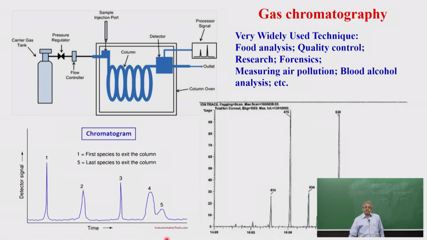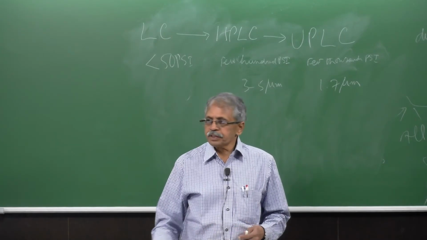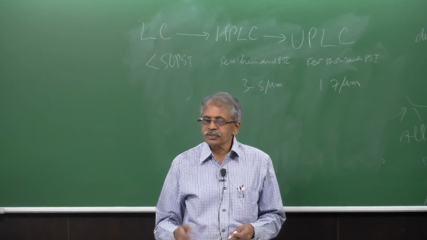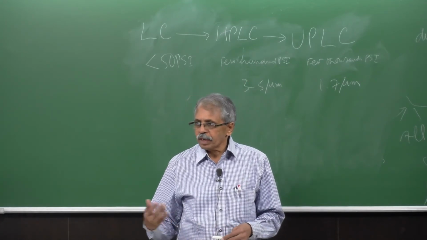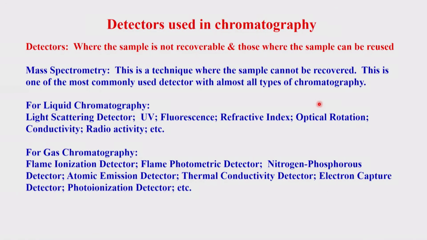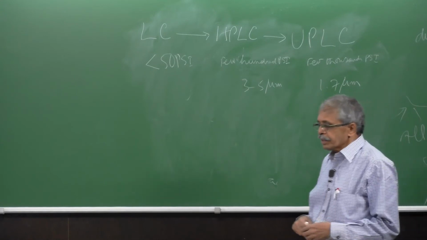This is very highly used in a lot of industries because it's somewhat cheaper and somewhat quicker to do. Any kind of impurity present in food, quality control, research, forensics, air pollution, blood alcohol analysis, a variety of these things can be done. As I told you, towards the end of this particular class, I will tell you about the detectors.